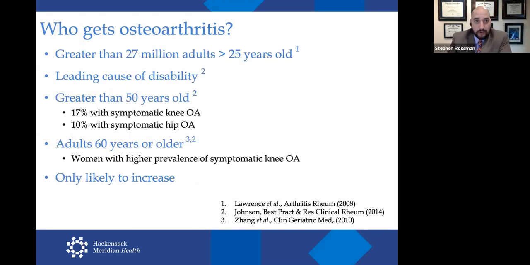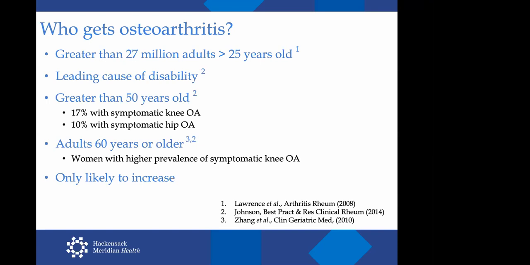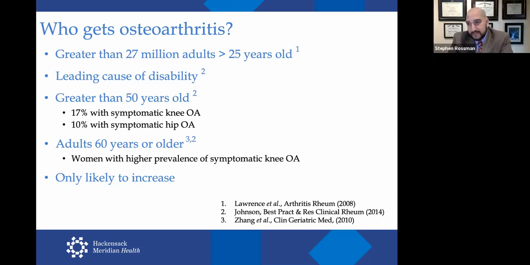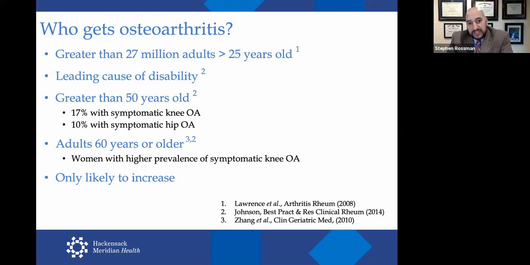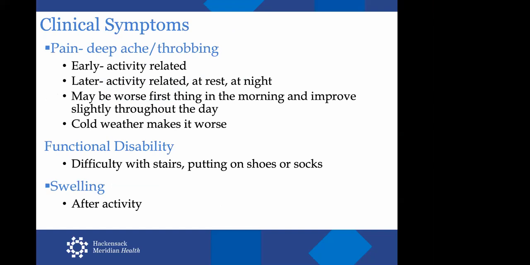Who gets osteoarthritis? Well, greater than 27 million adults greater than the age of 25. It is the leading cause of disability in the United States. You can see the numbers, almost up to 15, 20% of people over 50 will have osteoarthritis in the knee. For adults 60 years or older, typically women have higher prevalence, and this is only likely to increase.